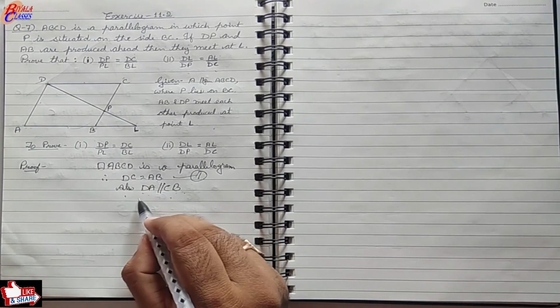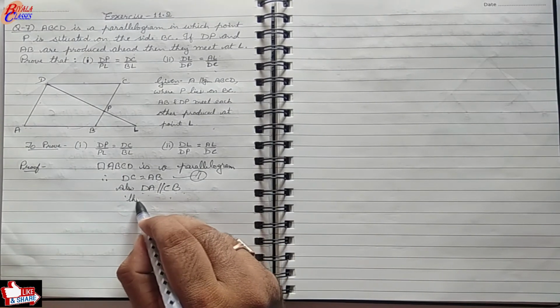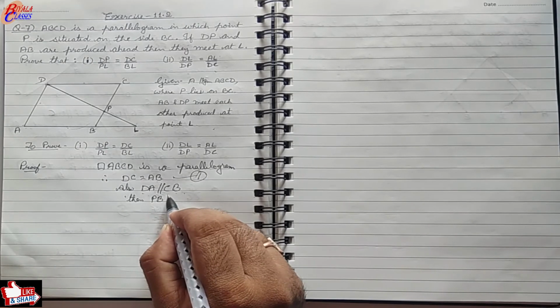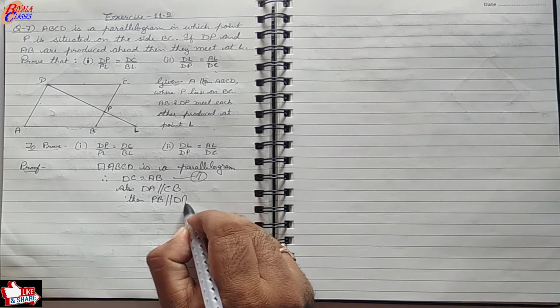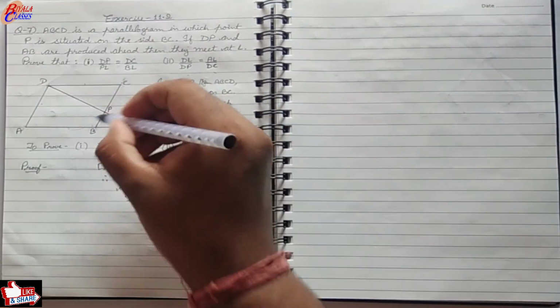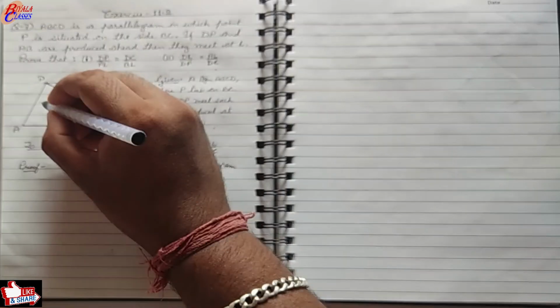Now if DA is parallel to BC, then we can also say that PB is parallel to DA. If BC, that is CB, and DA, the whole sides are parallel, then the part of it will also be parallel.